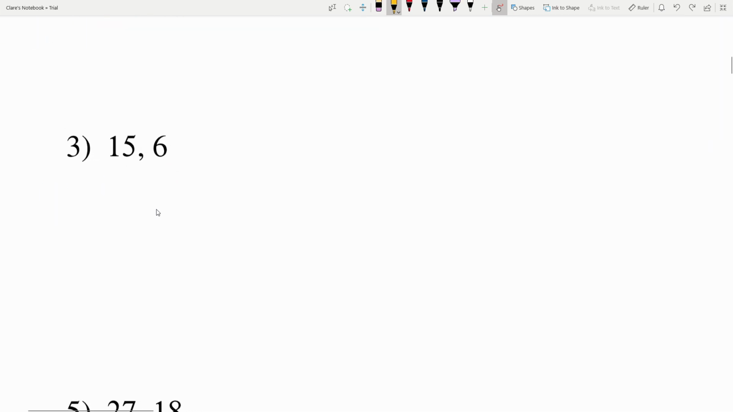Now, on to number 3, I'm dealing with 15 and 6. I know that 6 doesn't go into 15, so I'll start by figuring out the next multiple of 15. 15 times 1 is 15. 15 times 2 is 30. Does 6 go into 30? Yes, it does, because 6 times 5 equals 30, therefore 30 is divisible by 6.